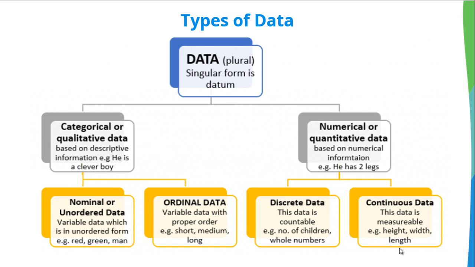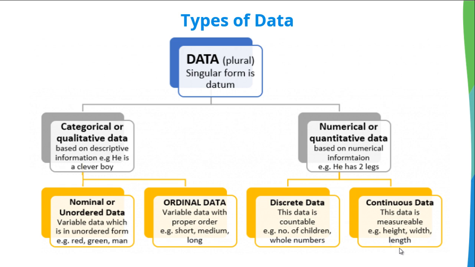Types of data. We have types of data we deal with in data science. We have categorical or qualitative data, and we have numerical or quantitative data. The categorical data is based on descriptive information. For example, you can say he is a clever boy. This is based on description, very descriptive in nature.